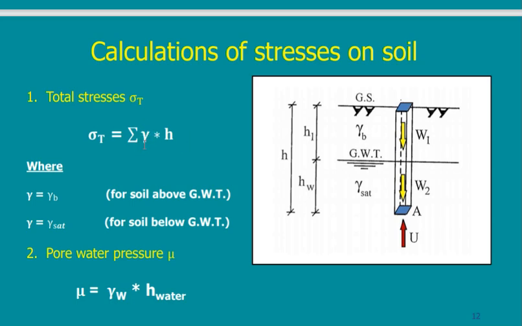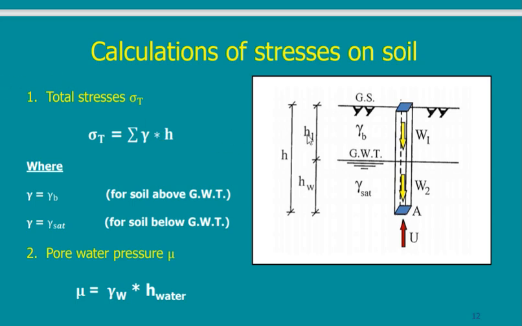I multiply gamma, which is the unit weight, by h. If I am 5 meters below ground, what is the stress 5 meters below ground? It is gamma of the soil multiplied by the 5 meters. If I have many layers, it's not just one layer, so it will be gamma of the first layer multiplied by the thickness of the first layer, plus gamma of the second layer multiplied by the thickness of the second layer, and so on till I reach the end. So it is the summation of gamma h, for all layers, gamma multiplied by its thickness.